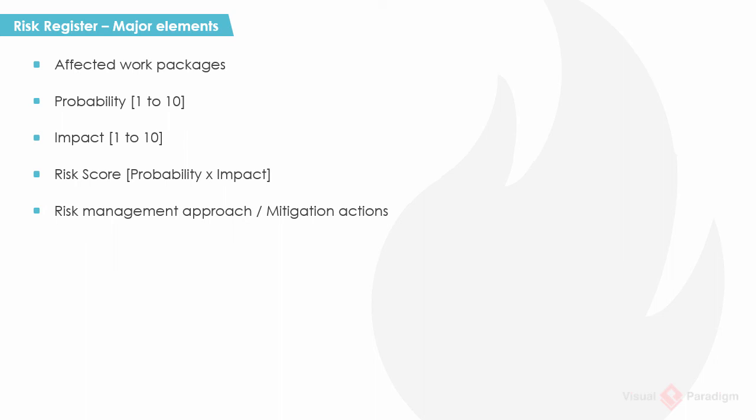Risk management approach or mitigation actions. The action which is to be taken if the risk occurs. Early warning signs or trigger. Something which indicates that a risk is about to occur or has already occurred. Risk owner. The person who the project manager assigns to watch for triggers and manage the risk response if the risk occurs. Date of last update. The date the particular log of risk was last reviewed and updated.